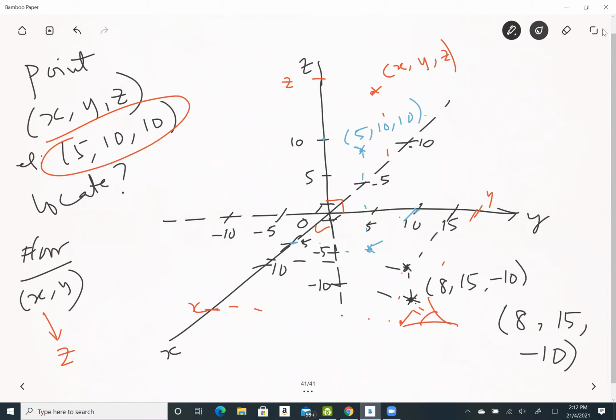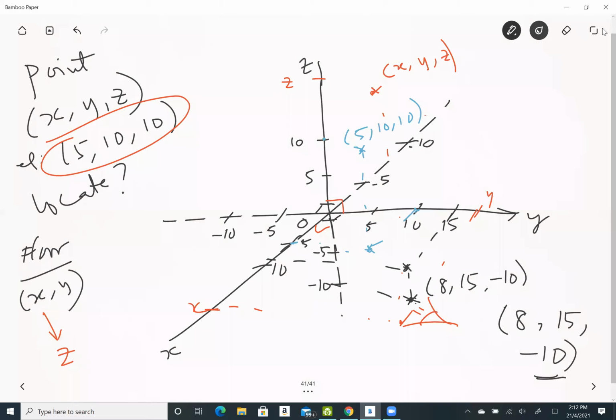Okay. Thing is, you know how to locate a point. Firstly, you get the xy, that means on the floor, on the plane. And then you either go up or go down to get the corresponding z. So that will be the point. Okay, any question? Everybody got it? All right, good. So that would be the graph.